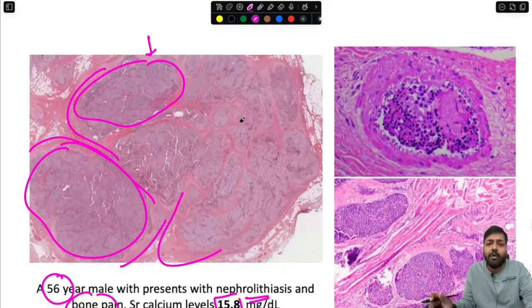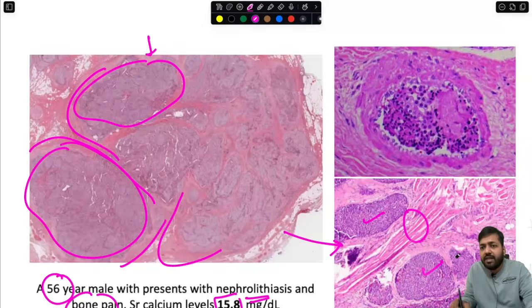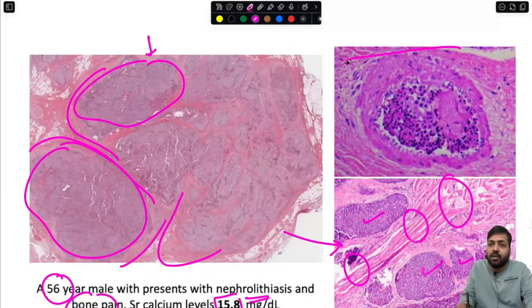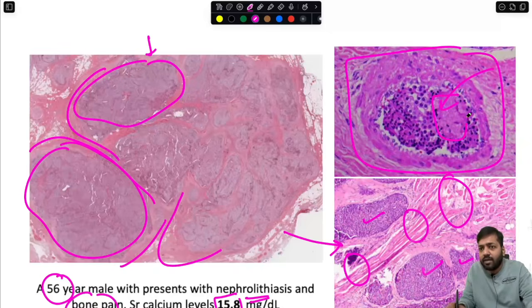But one very important aspect that you will see over here is that they are invading the nearby soft tissue. So much so that you can see the tumor islands have invaded the nearby soft tissues and are growing in between the skeletal muscles. Not only that, you can see a tumor plug filling in a blood vessel, also associated with a thrombus. So this is the vascular invasion that we can see.